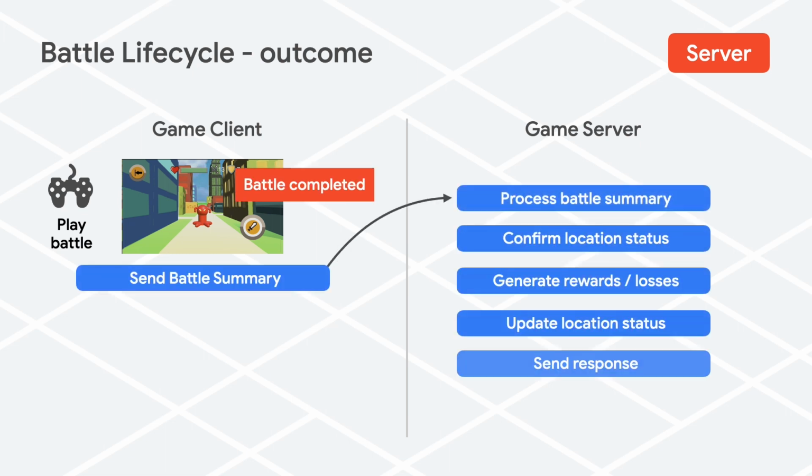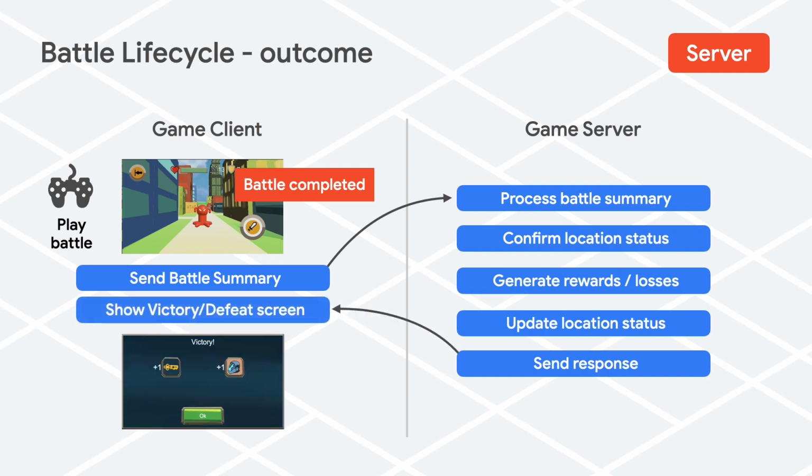So, the battle is over. A query is sent to the server to generate the outcome of the encounter. It updates the location status in the process. In our case, the minion disappears from the map until respawn time, 15 minutes from the battle end time. Rewards and acknowledgement for this battle are sent back to the game client. With this information, the client displays either a victory or defeat screen, which concludes the battle flow.